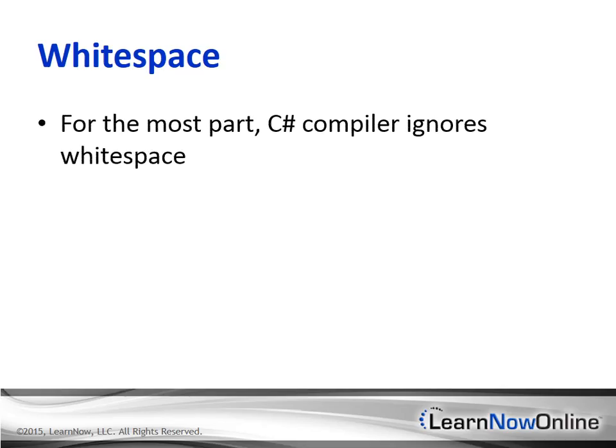For the most part, the C# compiler ignores whitespace, at least the characters used for non-essential formatting. Whitespace includes carriage returns and line feeds. Those are usually in a pair that you'll find at the end of lines. It also includes spaces and tabs that aren't necessary for proper syntax in your code.